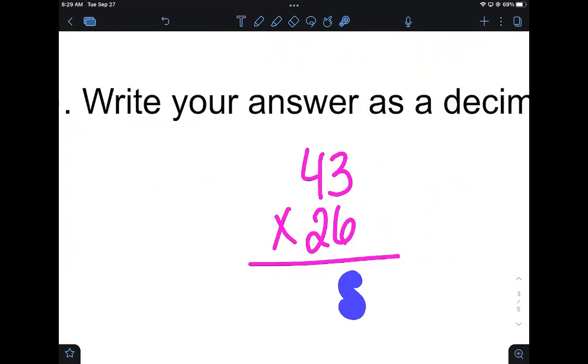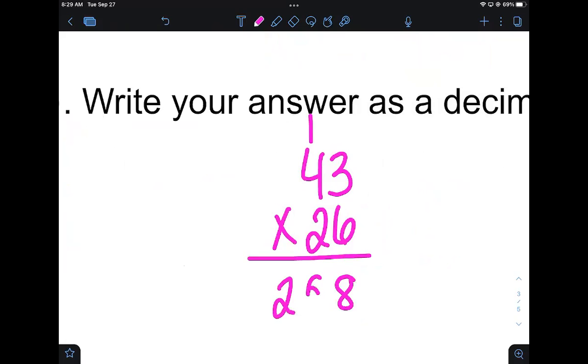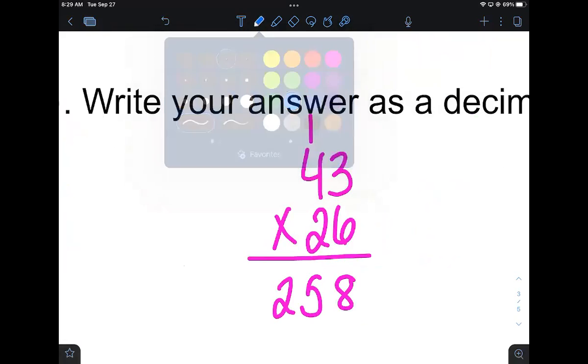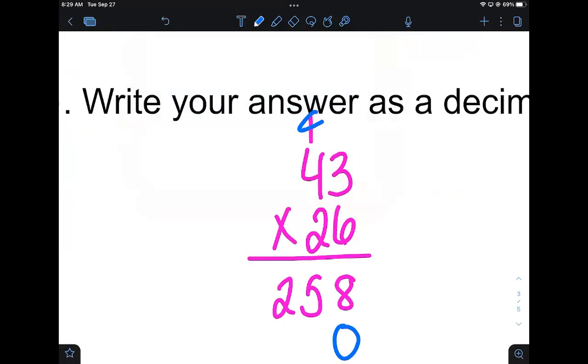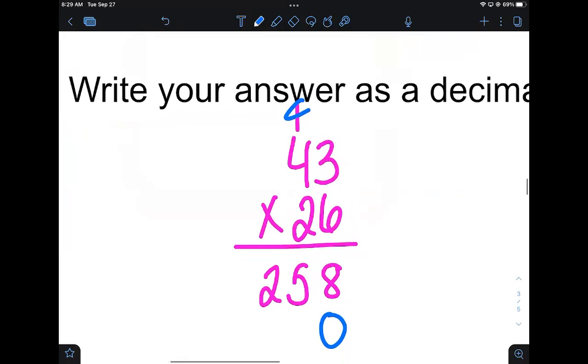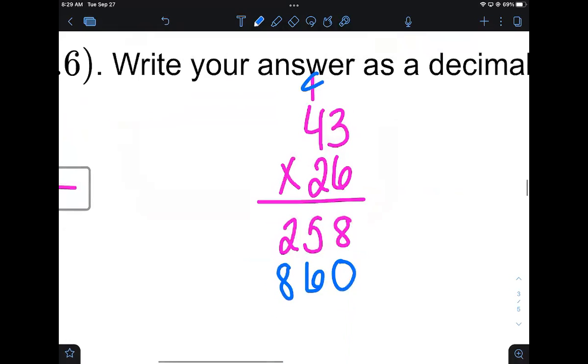18, carry the 1. Oops. 6 times 4? Plus 1 more. We're going to drop a 0 because now we're multiplying by 20. 2 times 3? 6. Nothing to carry. 2 times 4? 8. And then now I have to add these together. This is why I think adding and subtracting with decimals is easier than the multiplying and dividing.